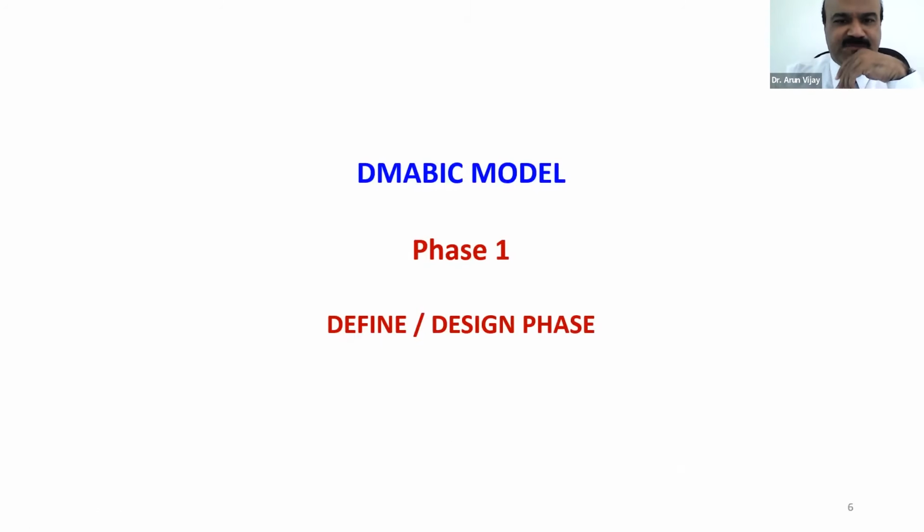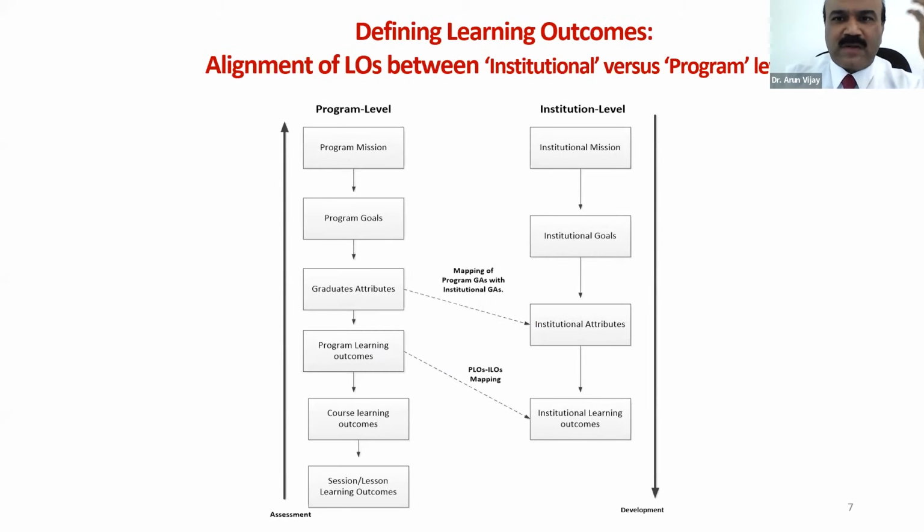I will briefly explain each phase quickly because of the time constraint. In the define phase, the learning outcomes are developed. How do we develop them? The learning outcomes are developed at two levels, institution level as well as the program level. It starts from the program mission, goals, attributes, and the learning outcome at the institution level. You can see on the right side, the arrow mark. On the left side at the program level, the learning outcomes are developed from the mission, goals, attributes, program learning outcome, course learning outcome, and lesson learning outcome. It is like a tree structure. So this is the way we develop the learning outcomes.